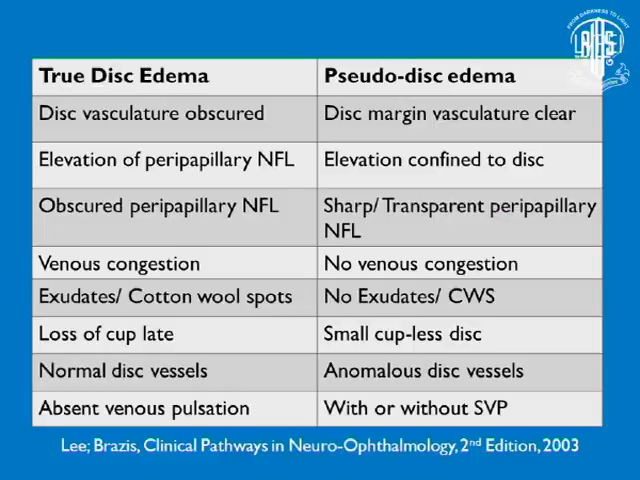So in a nutshell, in a case of true disc edema, there is blurring of disc margin, there is obscuration of vessels when they cross the disc margin, there is venous congestion, and the vessels are normal except for dilatation.